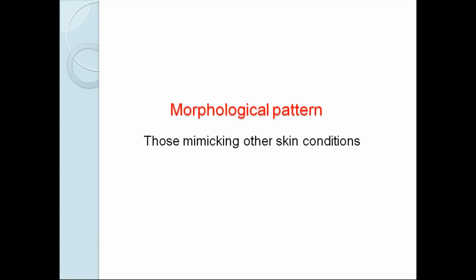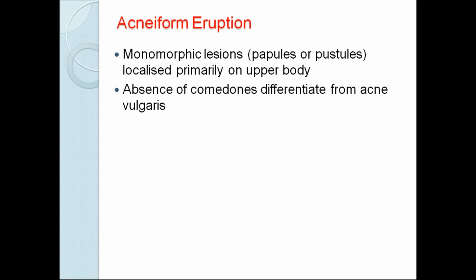Now coming to the morphological patterns. These are drugs which mimic other dermatological conditions. Now first is the acneiform eruption. So drugs which cause acne-like lesions. But the thing is, these lesions are monomorphic, that is either papules or pustules, and localized primarily to the upper body.